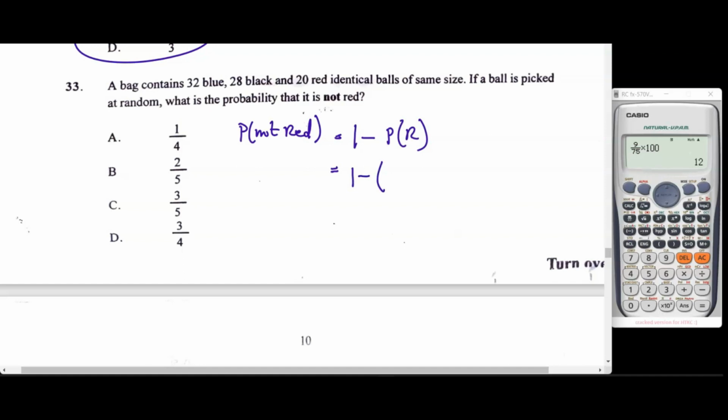And that is going to give us 1 minus the probability of being red, which is actually 20 out of a total of 32 plus 28, which gives us 60. 60 plus 20 will give us 80. And 1 minus 20 on 80 is actually 1 minus 1 on 4. And that is 3 on 4. Possible answer D. Now let's move on to question number 34.